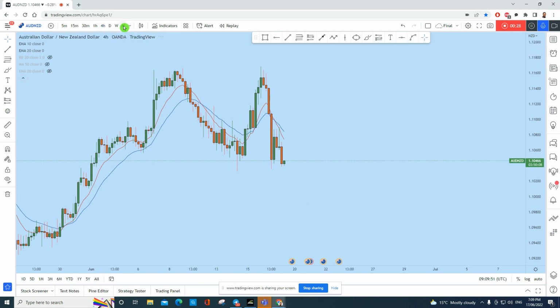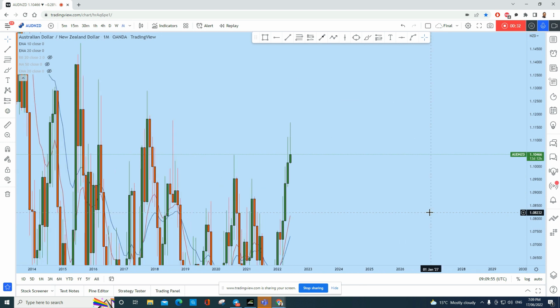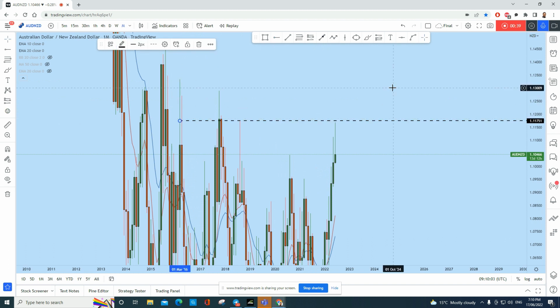AUDNZD. Now, to see a bigger picture, let's look at the monthly chart. On the monthly, we see that AUDNZD has currently rejected from this very strong monthly level of resistance. If you look at the past, this is the resistance here, resistance here. Now, the price created a lower high, and we see a primary rejection to the downside.